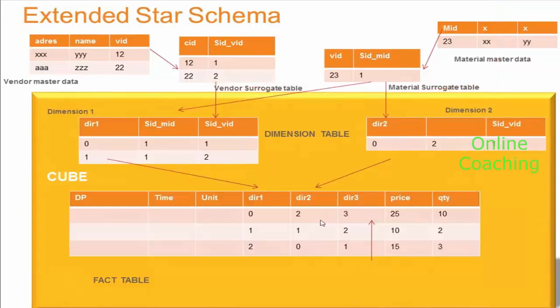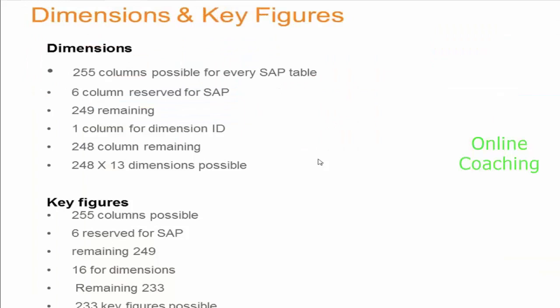What is the use of this? If I keep my master data outside of my InfoCube, what is the use? The use is always the reusability of master data. So what is the advantage? 255 columns are possible for every SAP table. 6 columns are reserved for SAP, so 249 columns remain. 1 column is for the dimension ID, and the remaining is 248 columns. So the maximum of 13 dimensions I can create. Per dimension I can add up to 248 InfoObjects. This is the advantage of extended star schema.